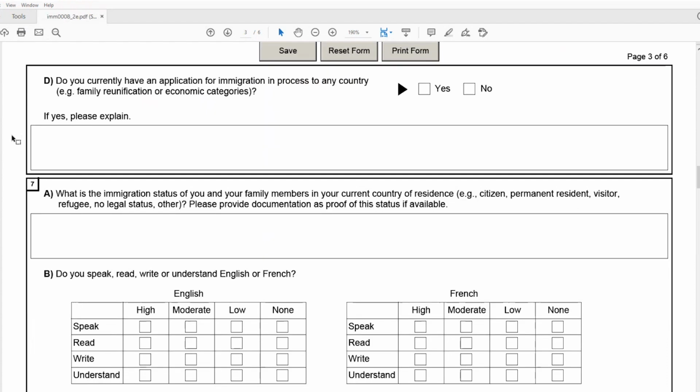And for Part D of question 6, you need to indicate whether you currently have an application for immigration in process to any country. Explain what the application is and which country, and whether it is under a family reunification category or for economic reasons.